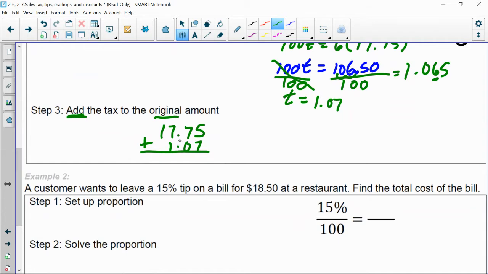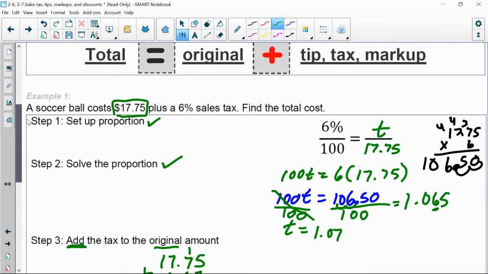Okay, remember decimals, you have to line them up when you're adding or subtracting. All right, 5 plus 7 is 12, and then we have 8, my decimal, an 8, and a 1. So that means that the cost with sales tax is 18.82. All right, that was your first example.